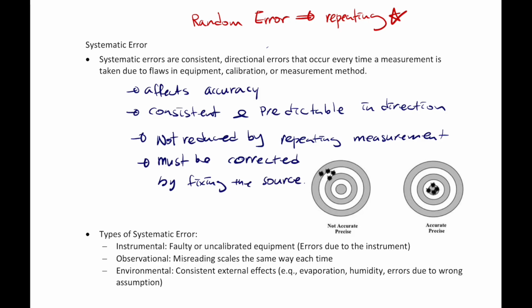So when you have systemic errors, the data can be precise but not accurate, because the errors are caused by equipment calibration or measurement method. So the whole thing just shifts, and the results can be precise but still not accurate.